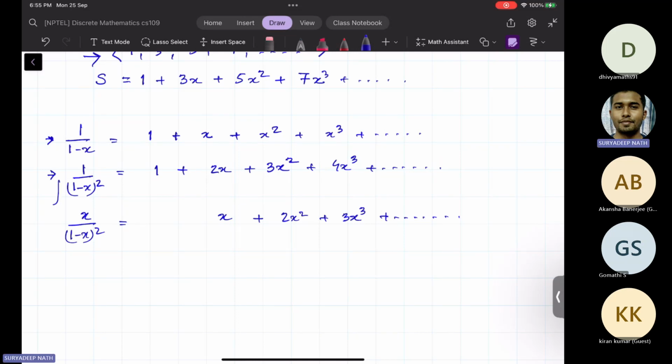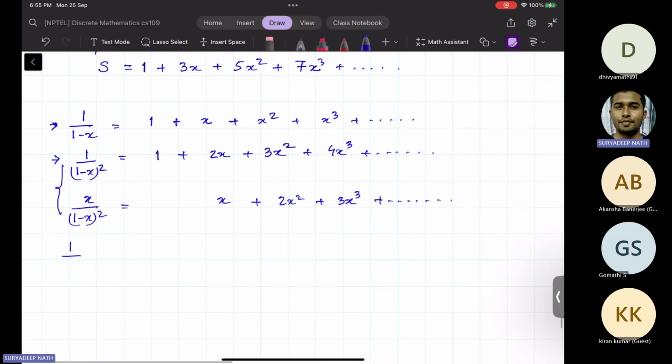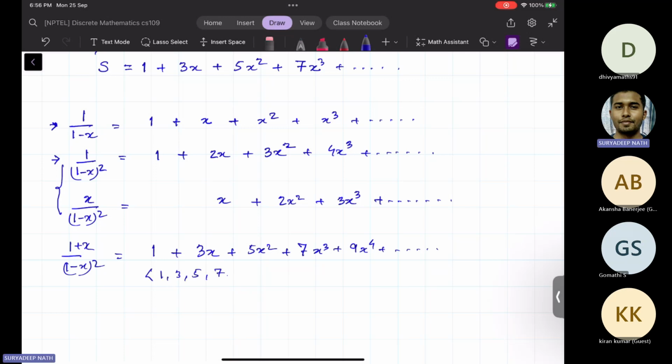Now if I add these two, so you have 1 plus x over 1 minus x whole square. If I add them, what do you get? 1 plus 3x plus 5x square plus 7x cube, and you will get all the patterns like this. So it's basically just you multiply the second one with x and add it with the second one. So you get this pattern. So this is your 1, 3, 5, 7, 9, and so on. I hope that is clear to everyone.